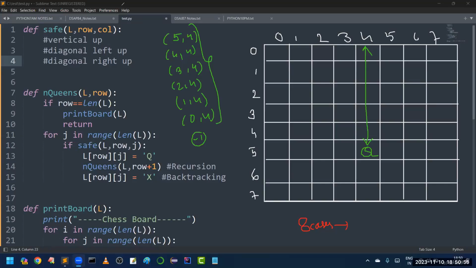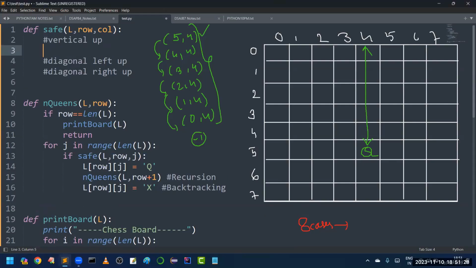Right. So you can see here, when you are trying to place a queen here, you need to verify in the vertical up direction, is there any queen or not? How can you do that? Actually, this queen is available at the 5, 4 position. I'm writing the coordinates. And if we keep on decreasing the value of row and keep the column value constant, we can find whether a queen is there or not.